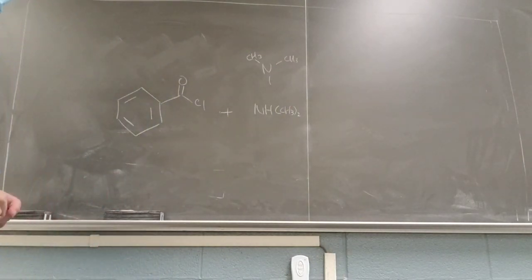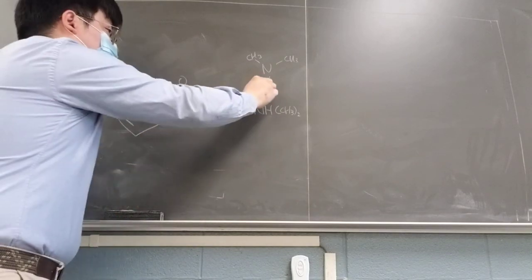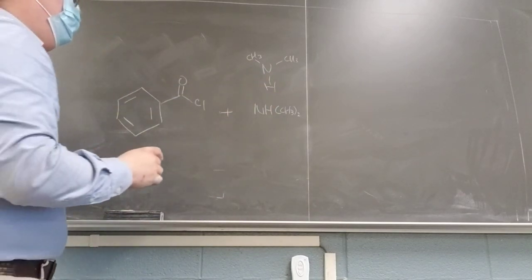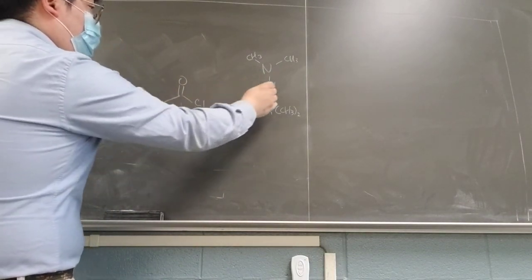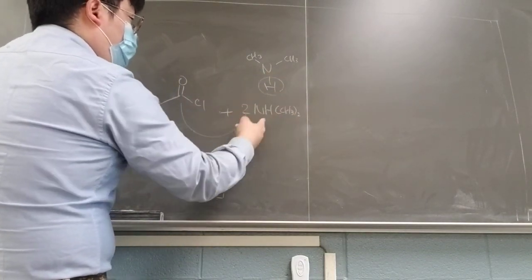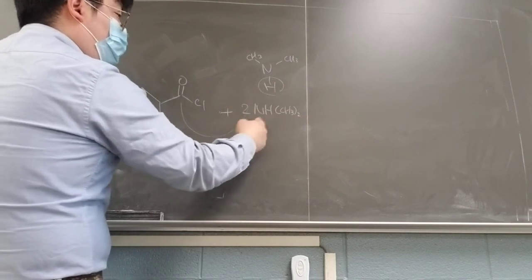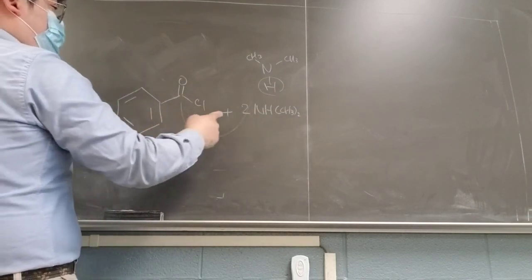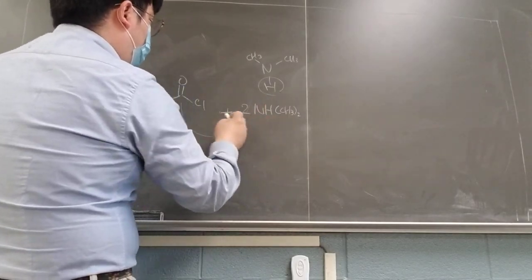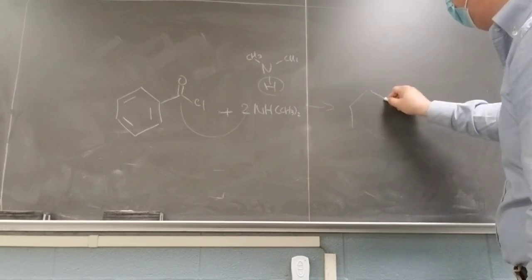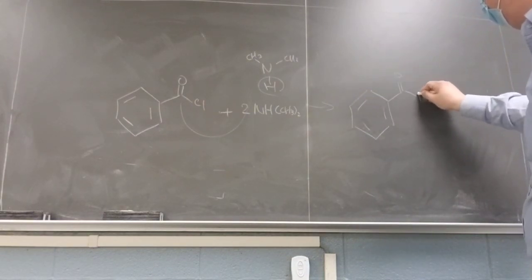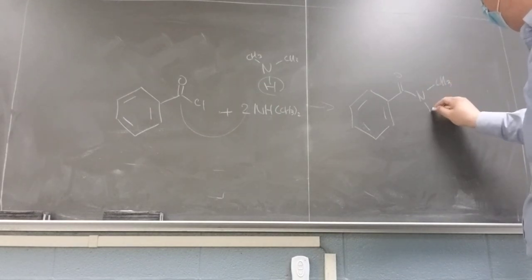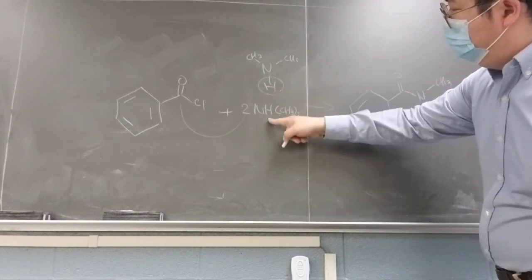So the only thing you have to do is this one bound to nitrogen will attack here, and this one will be picked up by another one. So there will also be two equivalents of this one for one of this. This will be bound to here. So the final product will look like this. And then the hydrogen is picked up by the other one.